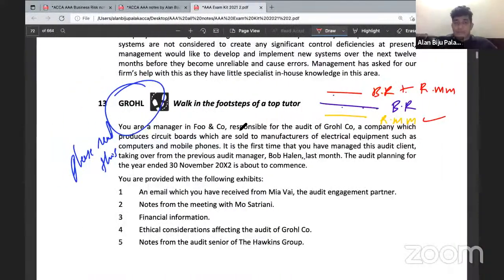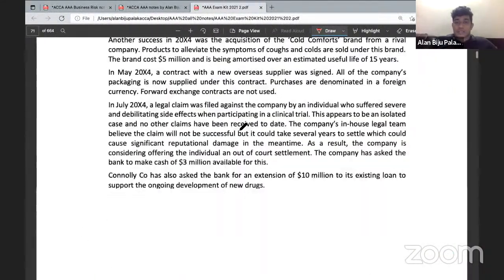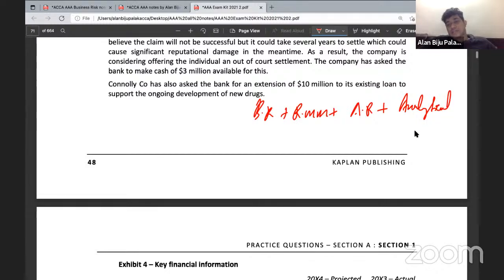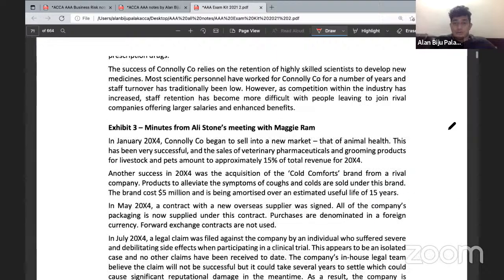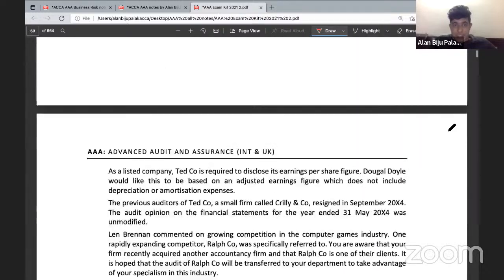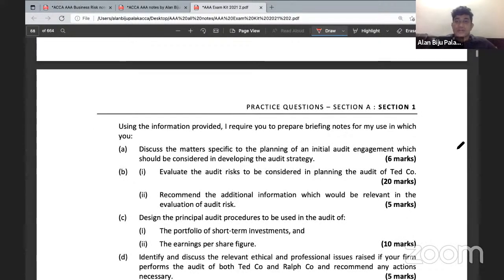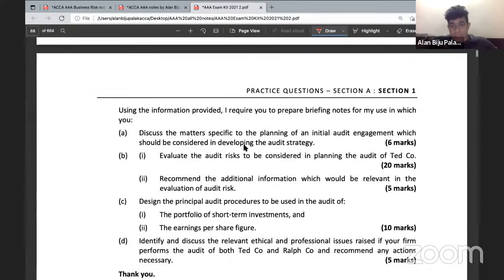So we have already discussed some of the major requirements in the 50 marks area, which includes the business risk area, plus risk of material misstatements area, plus audit risk area, plus analytical procedures as well. So these are the major areas in the 50 marks. And now we are moving on to another area, which is based on additional information. So you might be getting a question like this.